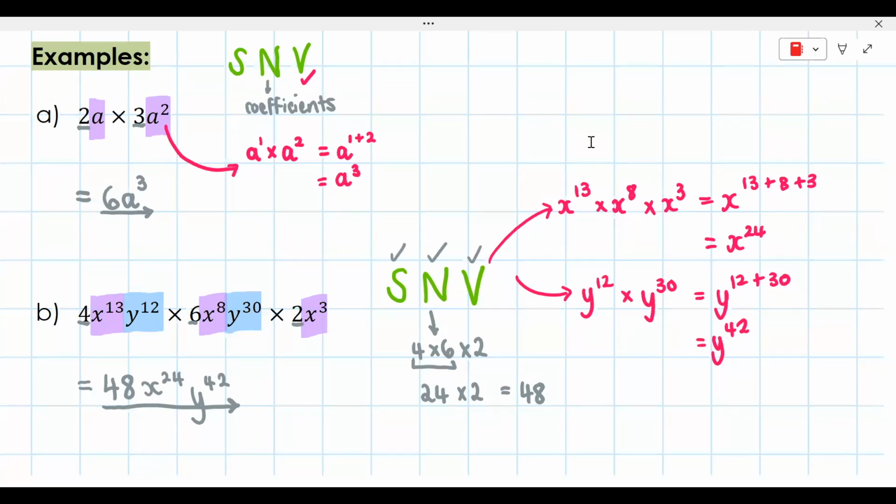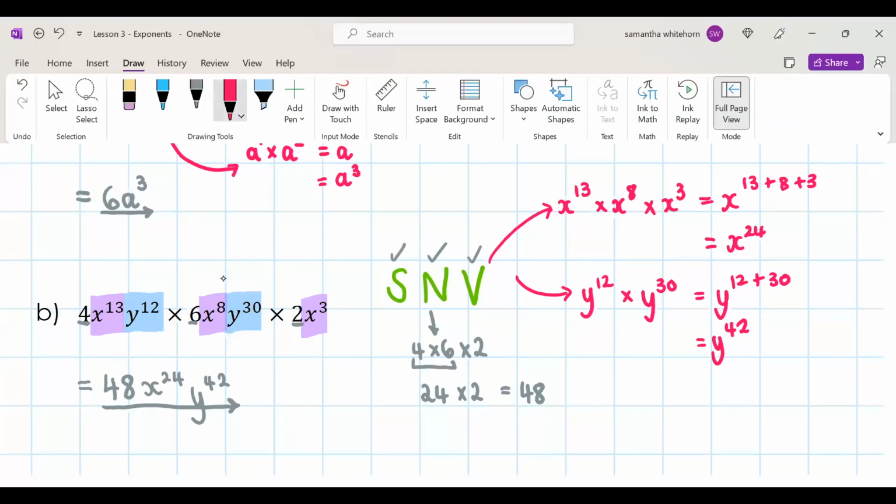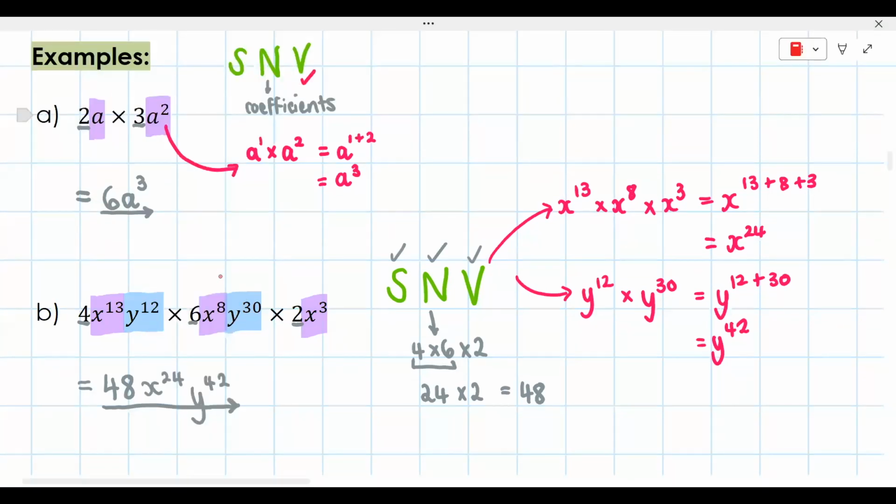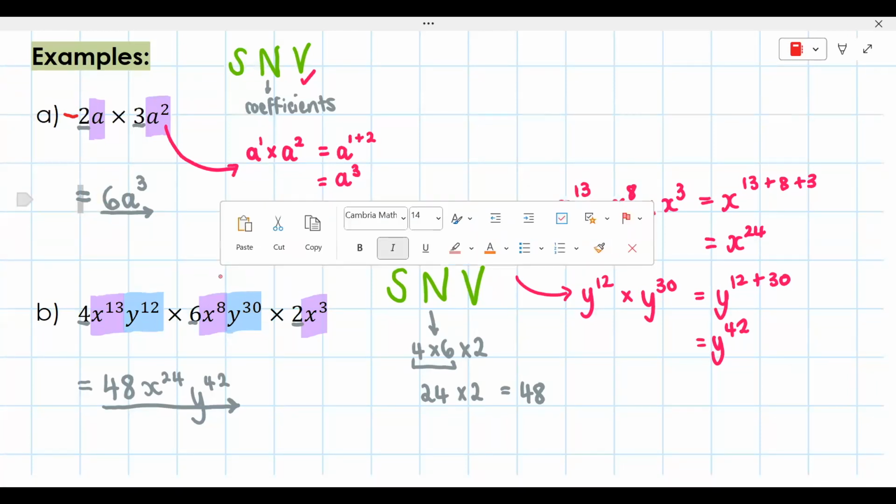What we could do is we could give you a negative coefficient. So for example, in this first question, I could have given you, say, for example, negative 2a times 3a squared. And then it's just a case of a negative times a positive is a negative. So you'll have to deal with the sign of your coefficient. I can't remember if I have any negative exponent examples. It isn't part of the grade 8 syllabus. If we do come across one, I'll show you how to do it. But yeah, you actually only deal with negative exponents next year in grade 9.